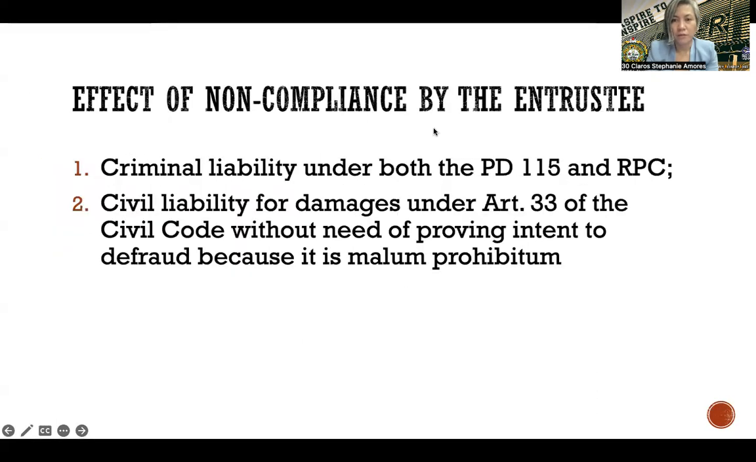So what is the effect of non-compliance by the entrustee? Of course, there is criminal liability under both Presidential Decree 115 and the Revised Penal Code. And there is civil liability for damages under Article 33 of the Civil Code. And in this instance, there is no need to prove intent to defraud because it is made malum prohibitum by PD 115.